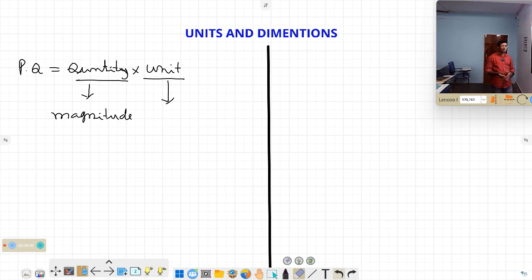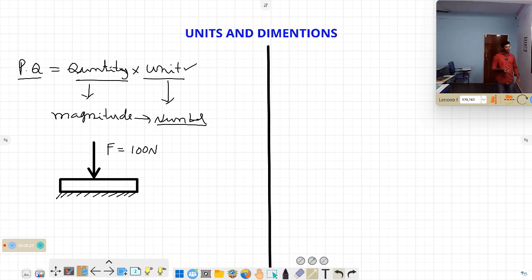For example, you go to the market and buy vegetables in terms of kgs and oil in terms of liters. The kgs and liters are the representation of that physical quantity in terms of units. So any physical quantity we express as magnitude into unit. The magnitude is nothing but a number, the representation of that physical quantity in terms of a number.